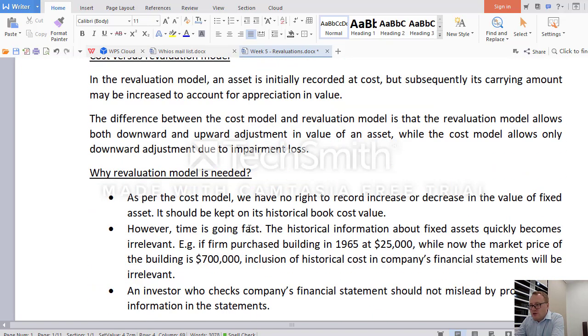You can choose any model you want, but once you choose the model, cost model or revaluation model, you must be consistent and carry the asset using this model. You are not allowed to change every year to a different model.